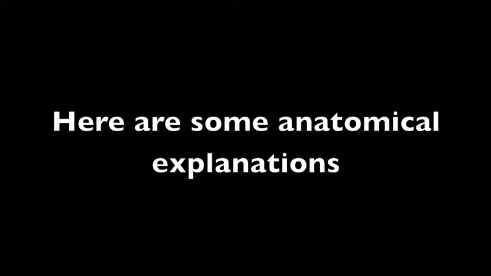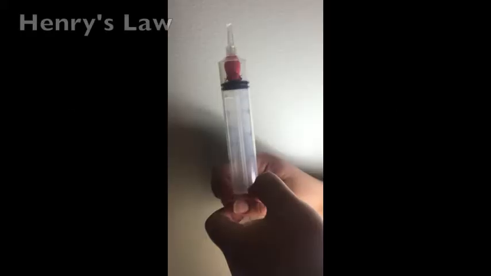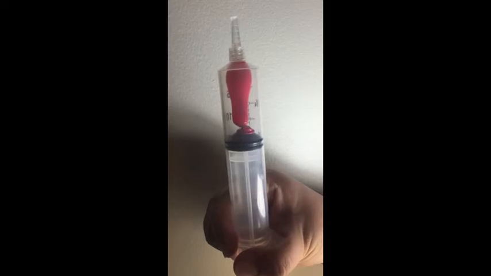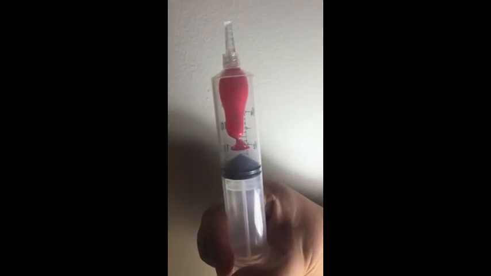Here are some anatomical explanations. In this experiment with the balloon and syringe, think of the balloon as a lung and the black stopper as a diaphragm. When the diaphragm descends, the pressure on the lungs is decreased. This results in increased volume inside of the lungs, causing the lungs to expand.